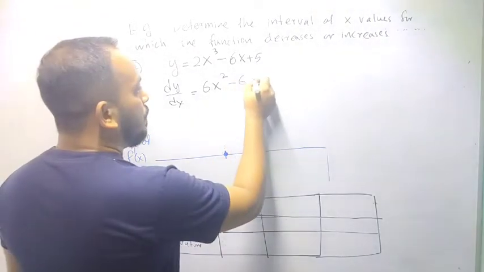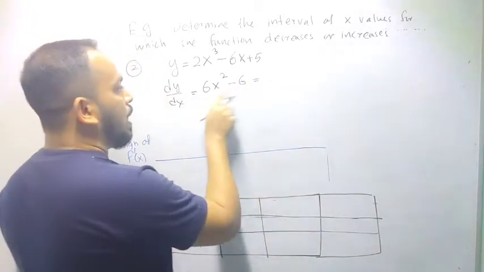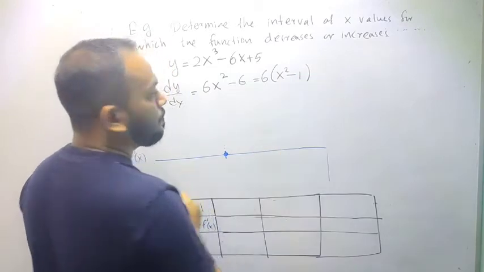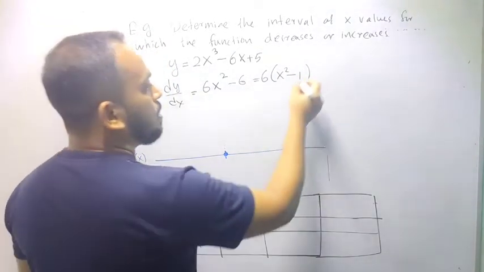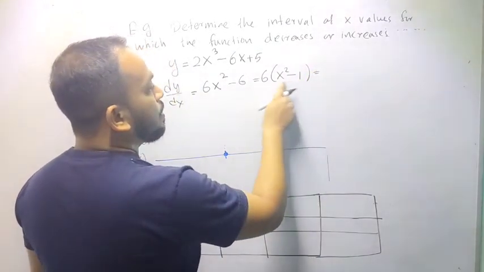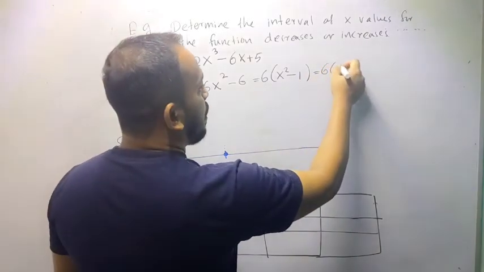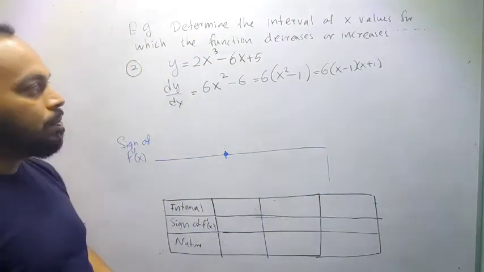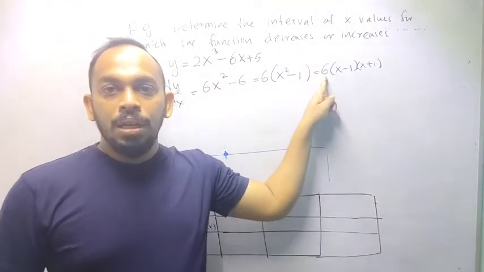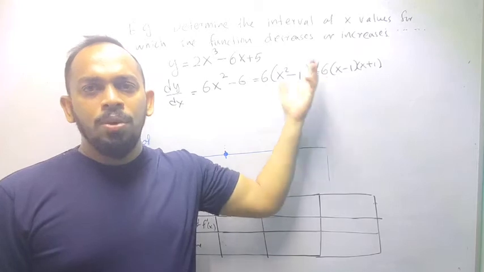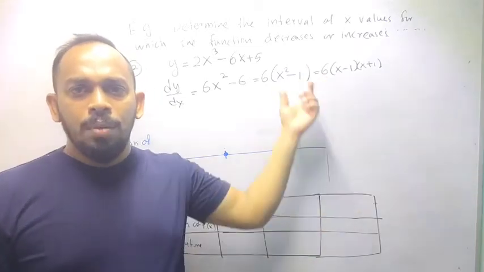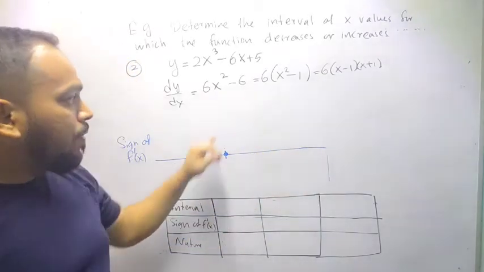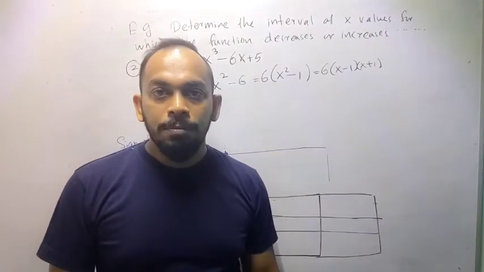So then we have to do some working. We have 6 in common, so that gives us x squared minus 1. So what else can we do with this? You can see this is a difference of 2 squares, so 6 into x minus 1, x plus 1. So notice here, if this coefficient is positive, then we don't really have to care about it. If it is a negative coefficient, then we have to take that into account as well.